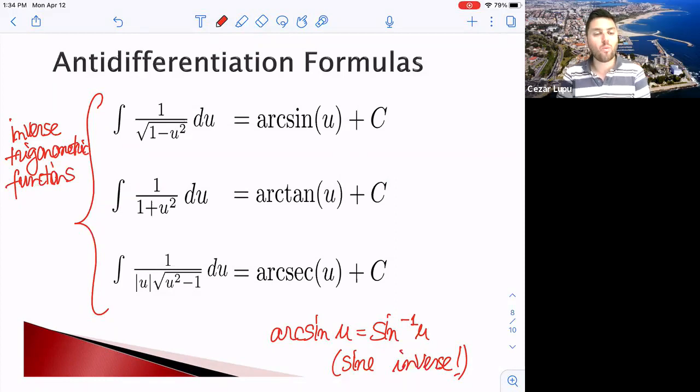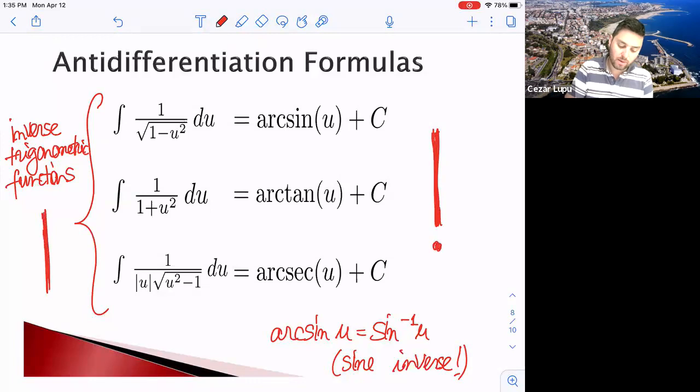So the integral of 1 over 1 plus u squared du is the arctangent of u plus c, and the integral of 1 over the absolute value of u times the square root of u squared minus 1 is arcsecant of u plus c. So these are also very important rules that you need to know. I gave you a bunch of rules for you to know. Well, all of them can be proved.